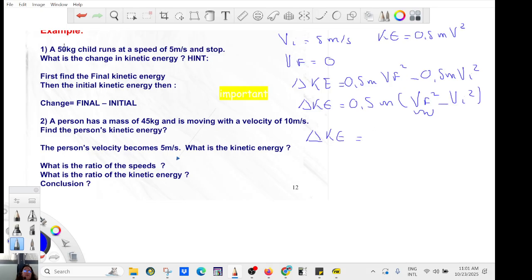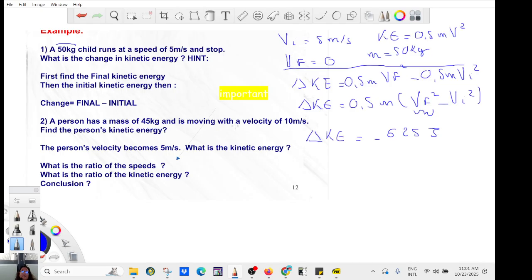And the mass is 50 kilograms. Okay, so you get the final velocity is 5, so 5 square, enter, times 50, enter, times 0.5, enter. Everyone do it. Yes, very good. Negative 625 joules. Yes? All agree?